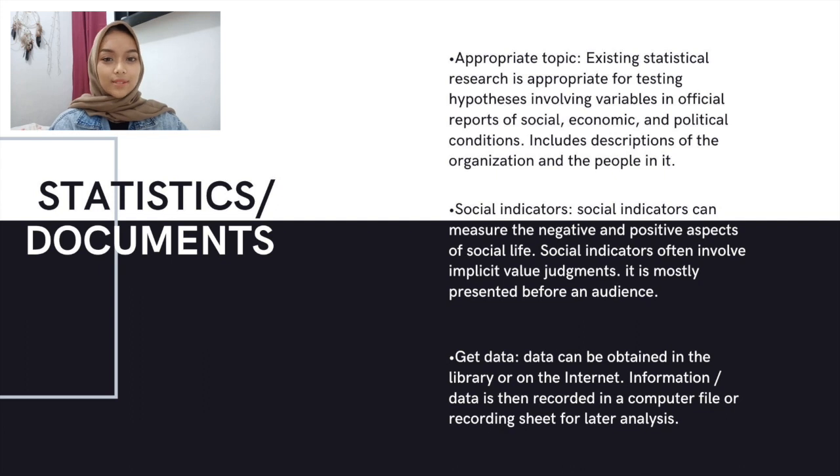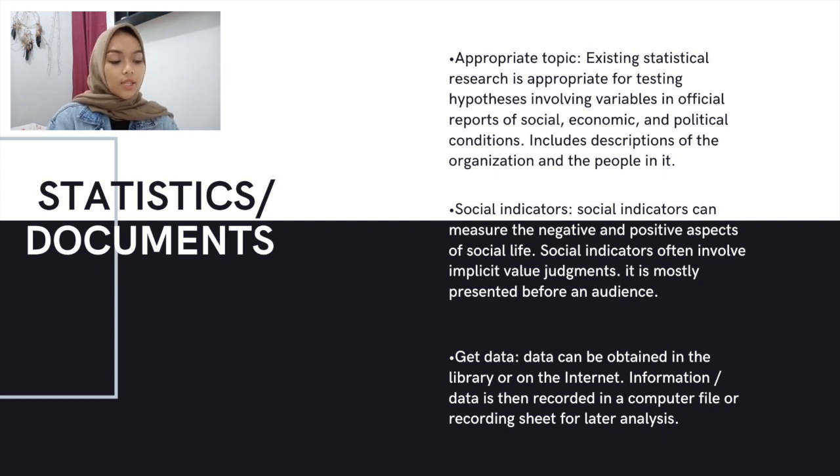Statistics or documents. Appropriate topic. Existing statistical research is appropriate for testing hypotheses involving variables in official reports of social, economic, and political conditions. It includes descriptions of the organization and the people in it. Social indicators can measure the negative and positive aspects of social life. Social indicators often involve implicit value judgments.